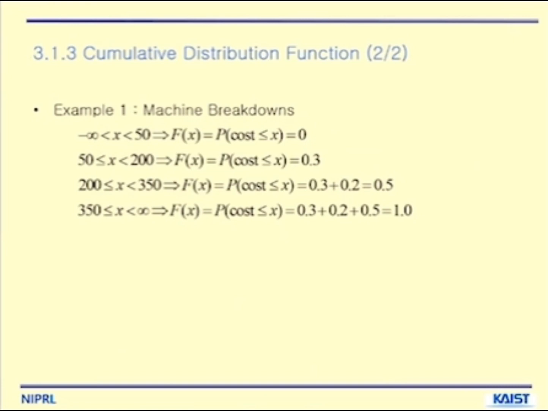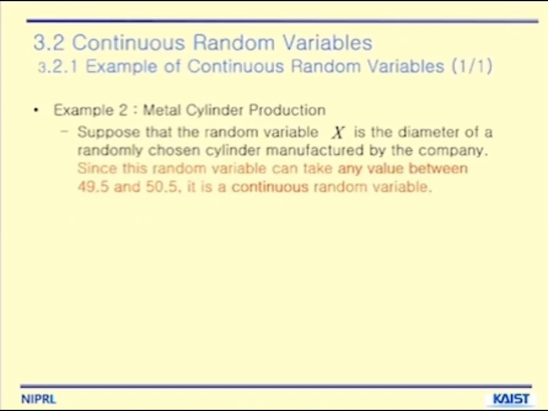Now, where I have from 50 but less than 200, that will be 0.3. When I have from 200 but less than 350, that will be 0.5. Or when I have 350 or more, then I'm going to have 1. Any question on how this is being derived? Any question?